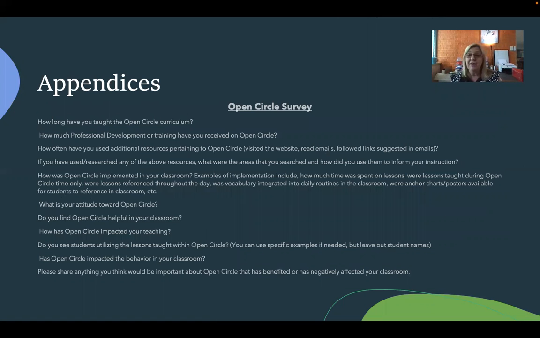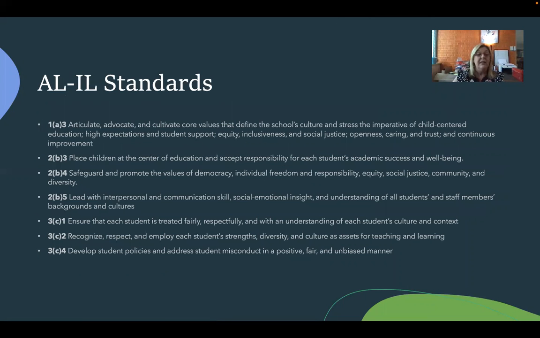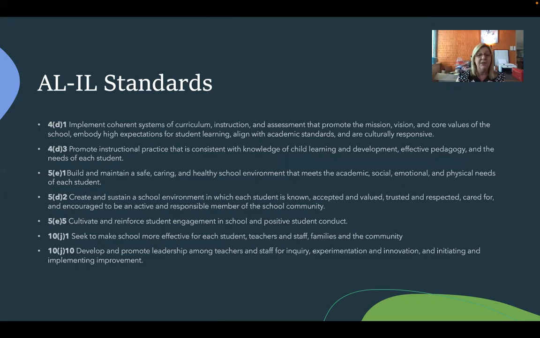This is the Open Circle survey that I gave to the second grade teachers, just asking how they felt about implementing it and what their attitude was towards the program. These are some of the standards. I just want to point out a few: ensuring that students are treated fairly, developing student policies that address student misconduct in a positive way, recognizing student strengths and diversities, maintaining and building a safe, caring, and healthy environment for students, and cultivating and reinforcing student engagement in school for positive student conduct.